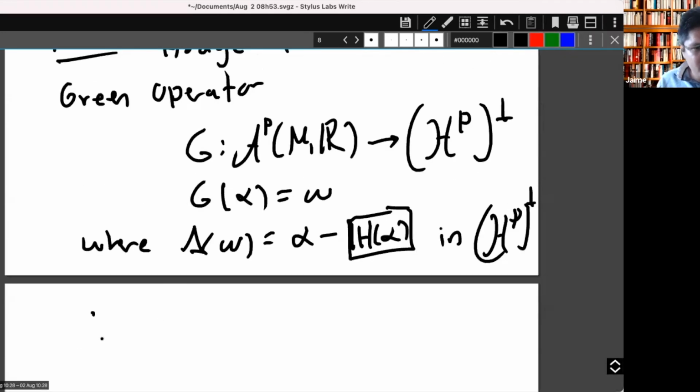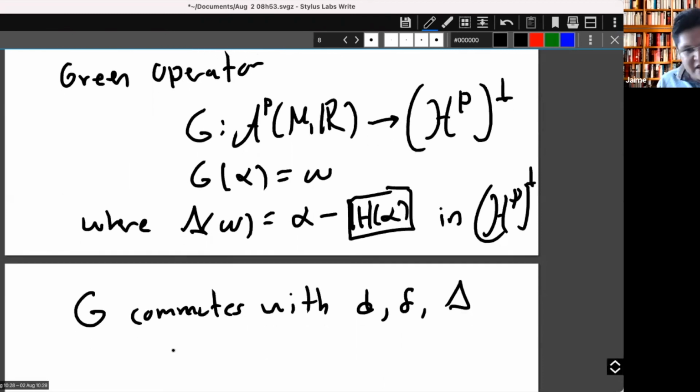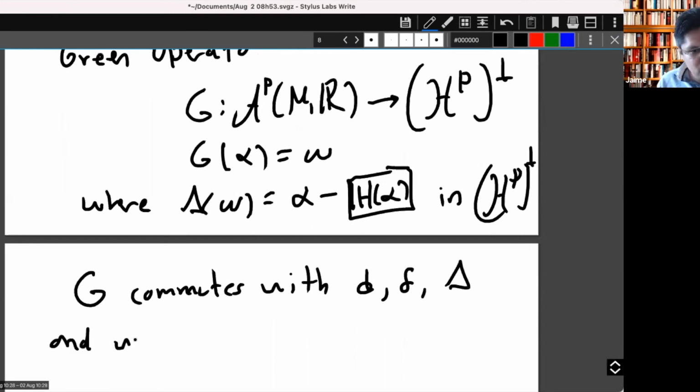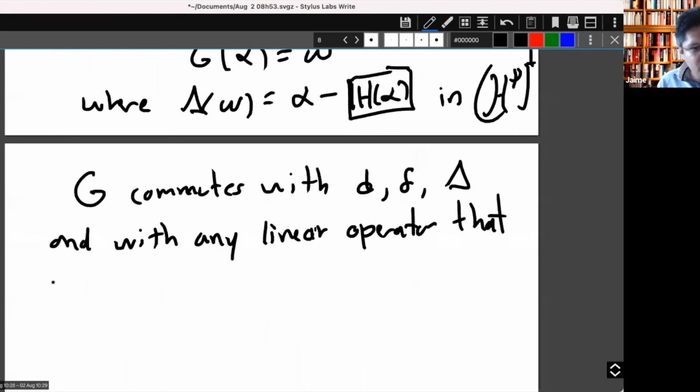Okay. So the important thing about the, I have to be very clear here. G commutes with all the operators introduced so far, with d, with delta, with nabla. And actually, with any linear operator that commutes with nabla, okay?